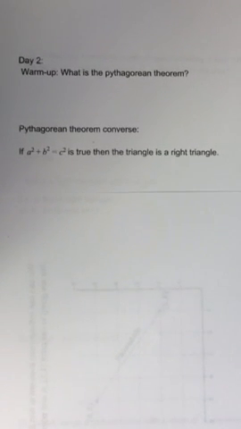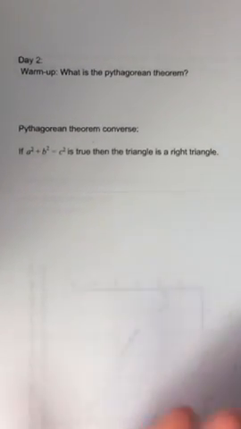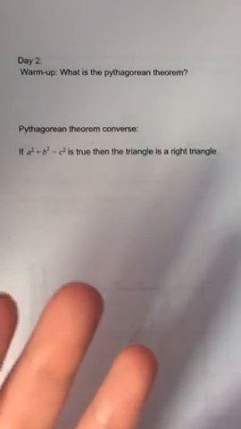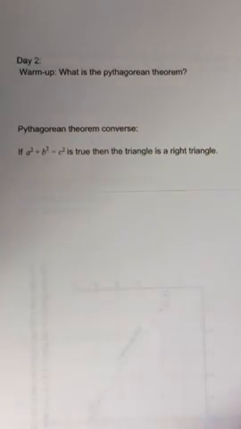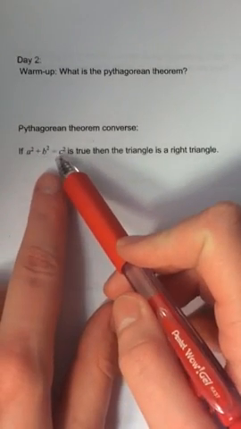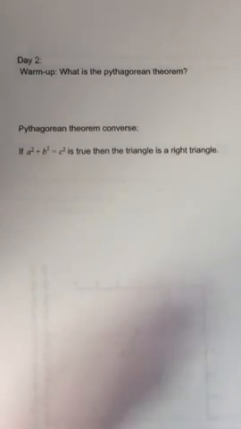So this is 7.1 day 2. We're going to learn about the Pythagorean Theorem converse. And the converse just means we're flipping the Pythagorean Theorem around. Now usually with the Pythagorean Theorem, you're given a right triangle, and then you say, okay, then I know that a squared plus b squared equals c squared. The converse says, if a squared plus b squared does equal c squared, then the triangle is a right triangle. Okay, so basically we're kind of going backwards.